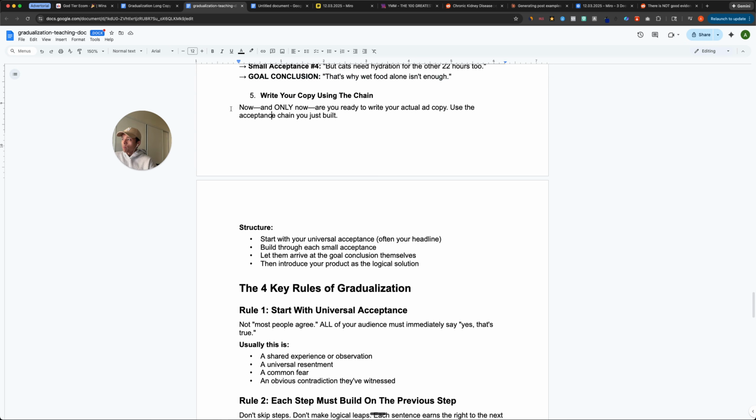So again, as the structure, you start with your universal acceptance, which is often in your headline and your lead. You build through each small acceptance. You let them arrive at the goal conclusion themselves, and then you introduce your product as the logical solution.